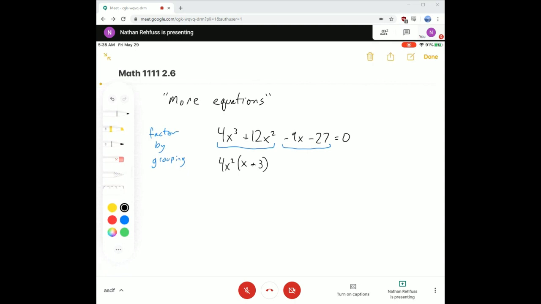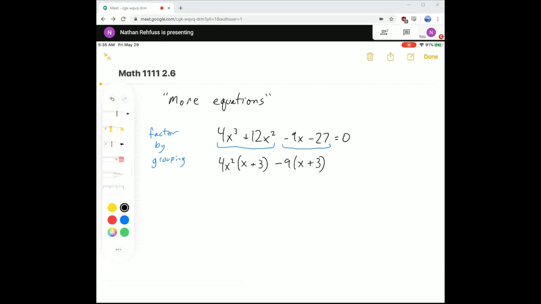Now this second pair of terms, negative 9x and negative 27, watch what happens. If I pull out a greatest common factor of negative 9, then the first one, of course, is just x, and 3 times negative 9 is negative 27. So look at that. I've got 4x squared minus 9, and each term is multiplied by x plus 3. So if you're very lucky, this is what will happen when you factor by grouping. This x plus 3 and this x plus 3 are the same.